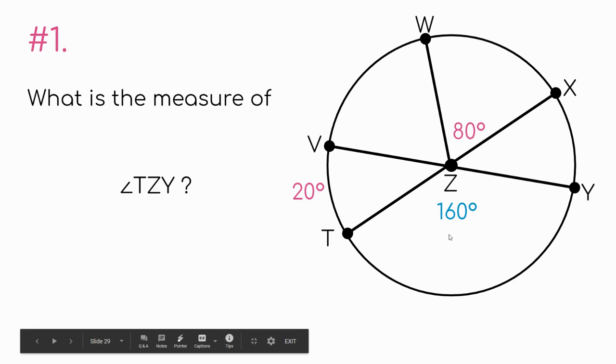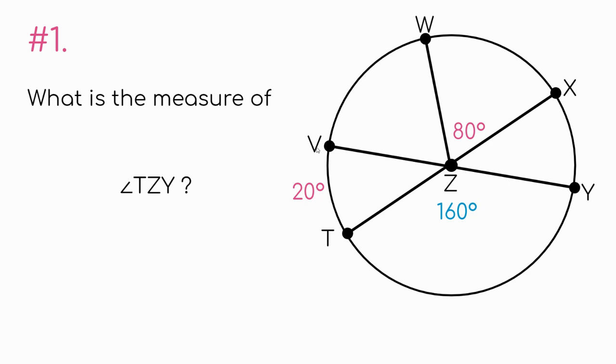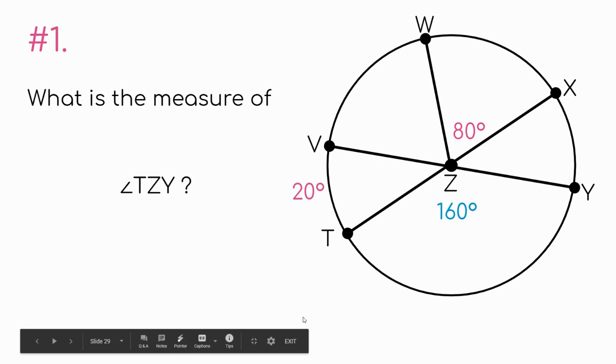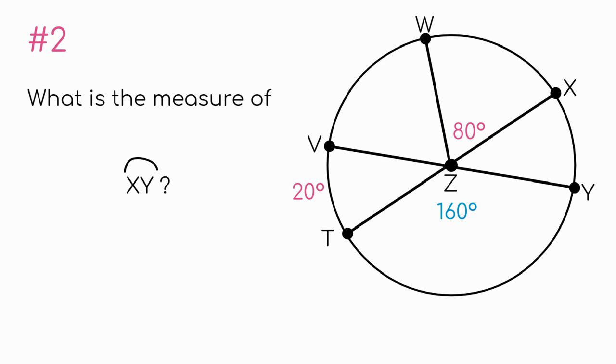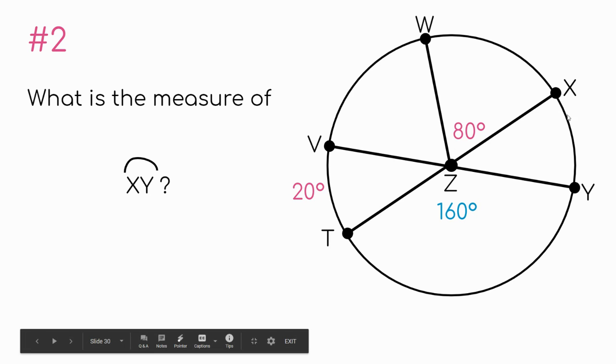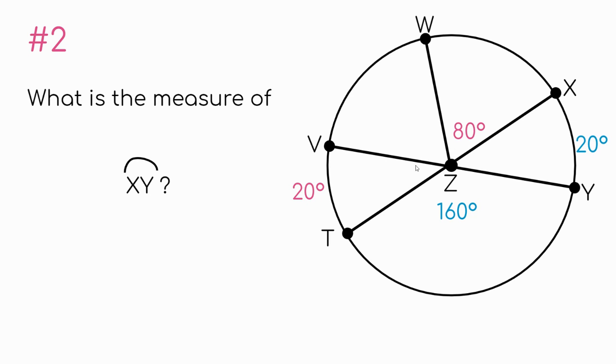All right, hopefully you got 160. How I did it is I used VY as a diameter, which means these two angles add up to 180. So 180 minus 20 is 160. All right, now try to find the measure of arc XY. So remember, XY is a minor arc. It's over here. You should have used vertical angles, these guys right here. This one's 20, across from it is also 20.